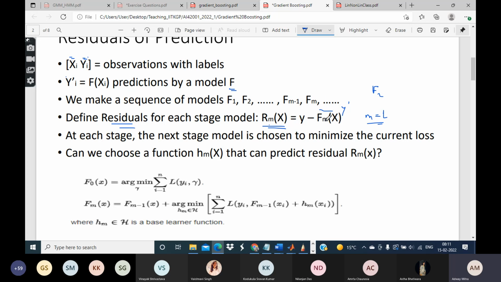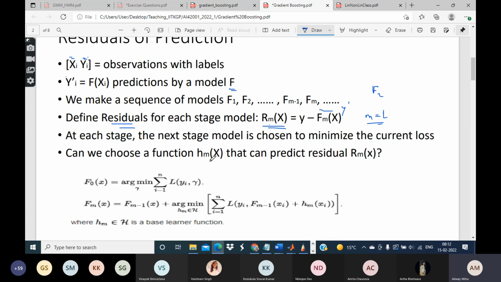I mean, which have been misclassified and so on. In this case, what we are going to do is the next stage model is going to minimize the current residual. Basically, it will try to predict the residual itself, that is this difference. So F2 will not try to predict y. F2 will actually just try to predict the value of this residual itself.